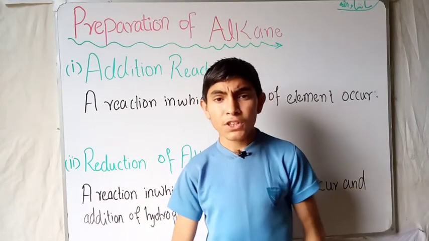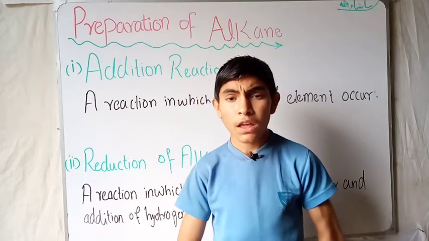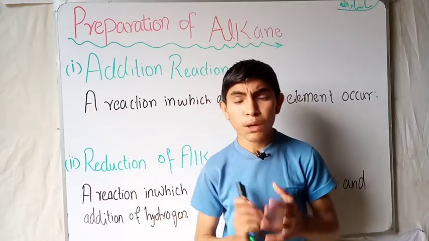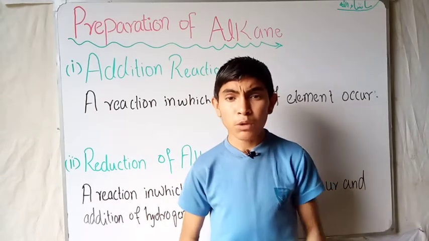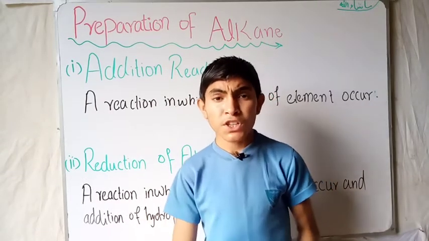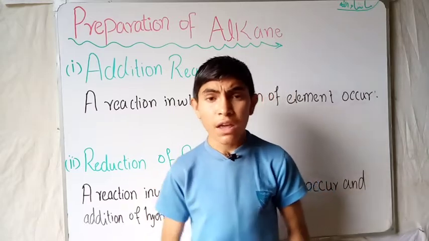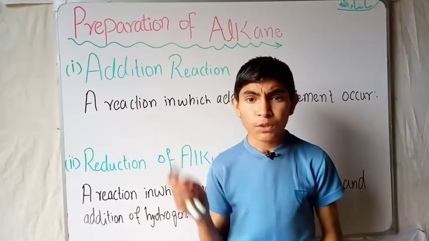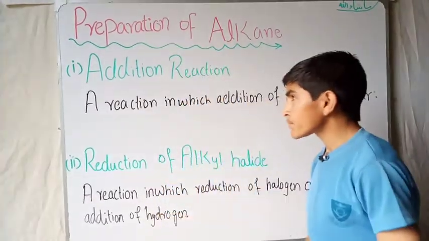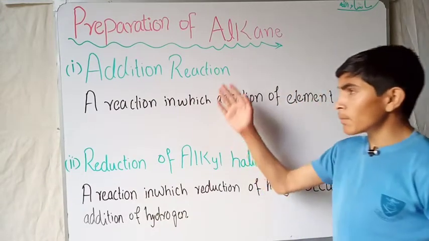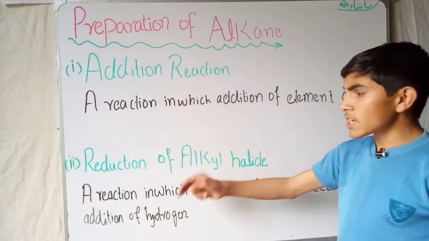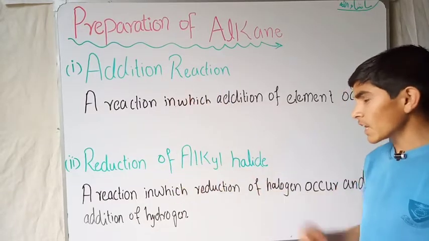So today my lecture is about the preparation of alkane. In the previous lecture we studied the properties of alkane, what alkane is and its formulas. Today we talk about its preparation, that is, how we can obtain alkane, by which reactions we can obtain alkane. So actually alkane can be prepared in two ways. One is the addition reaction, the second is the reduction of alkyl halide.